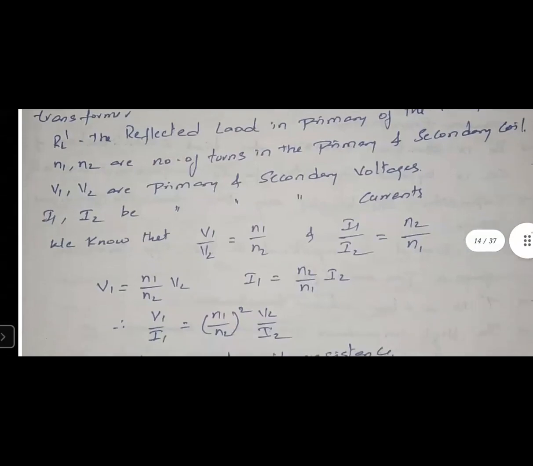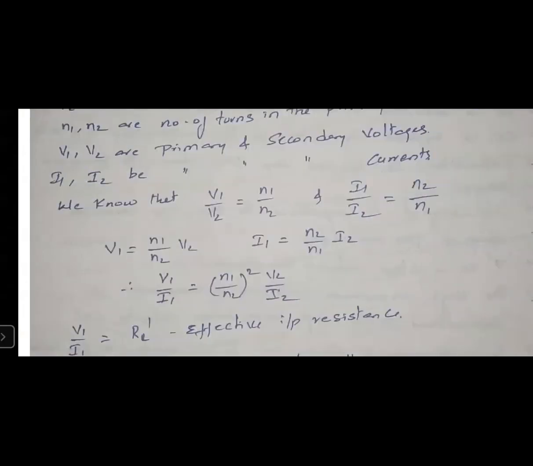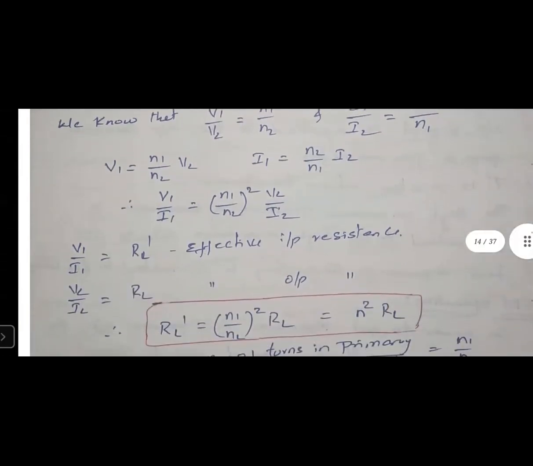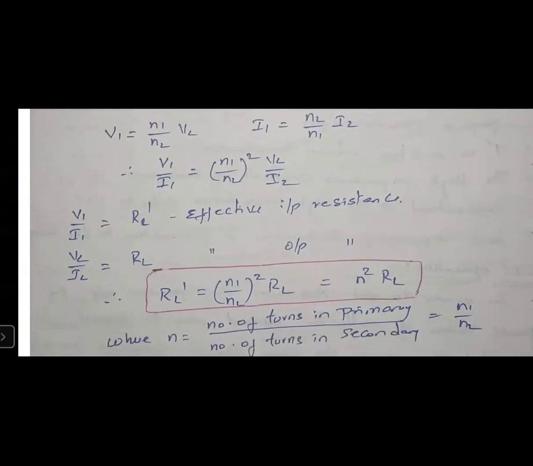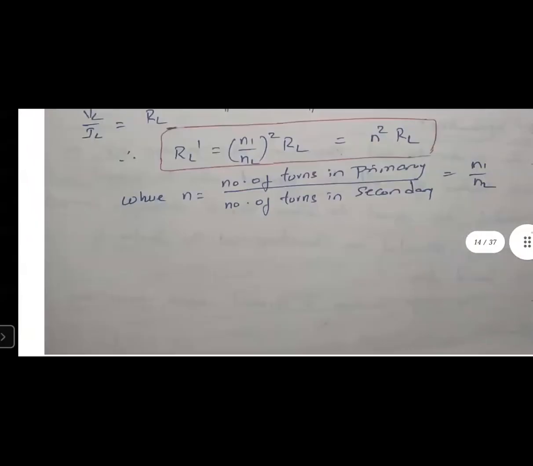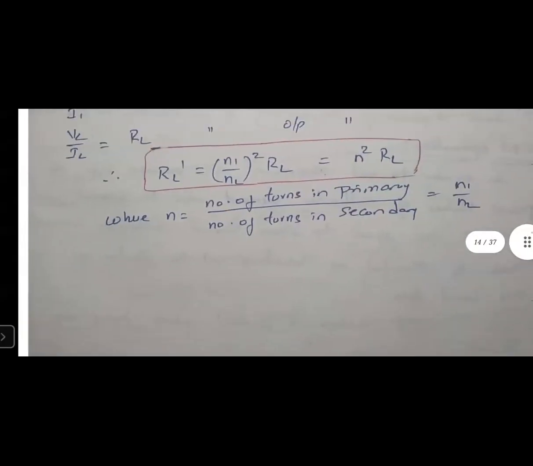By knowing these relations, V1 by V2 equals N1 by N2, and I1 by I2 equals N2 by N1. By taking the ratio of V1 by I1, we write the relation in terms of input resistance and output resistance: RL dash equals N square times RL. Okay, now this configuration is connected to our circuit.